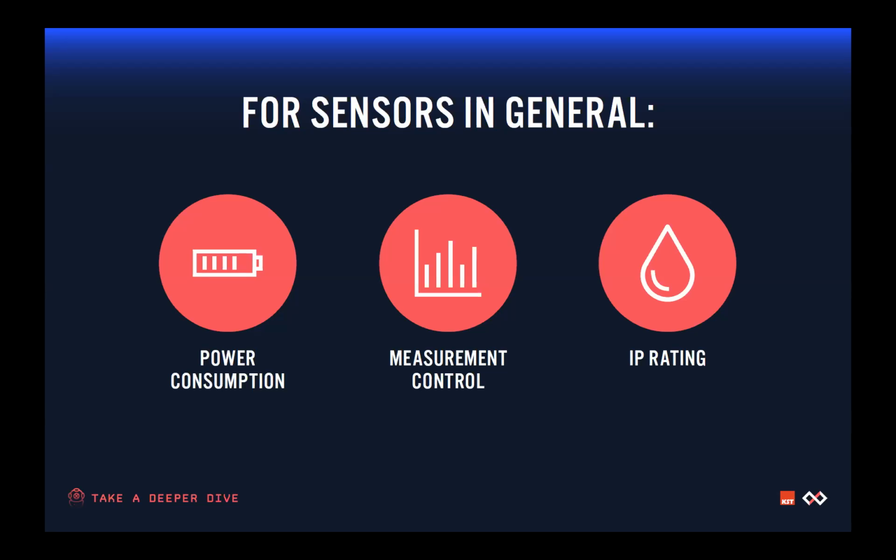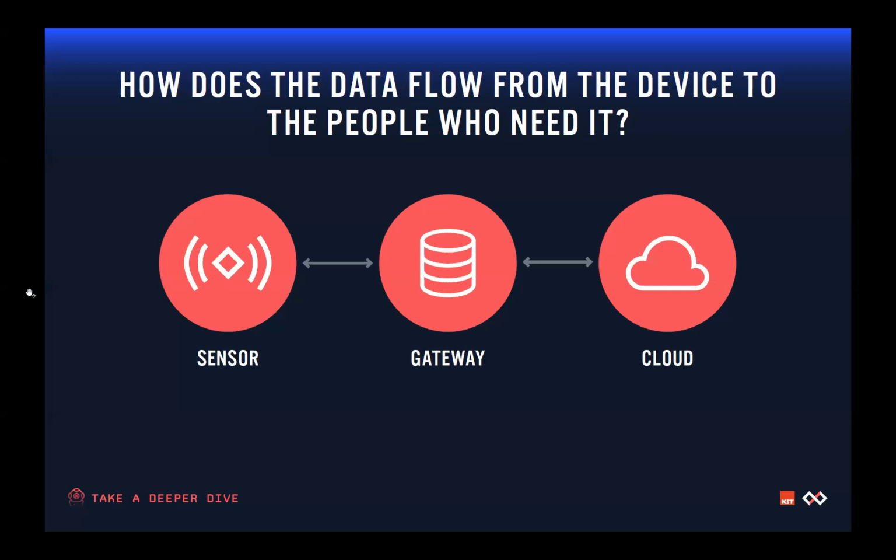And finally, for any sensor, whether it's a distance sensor, temperature, humidity, accelerometer, whatever it might be, try to give some thought to IP rating. In other words, what kind of water could get into this system? Could it be submerged, for instance? You'll want to pick the right IP rating for the job to make sure there are no surprises.